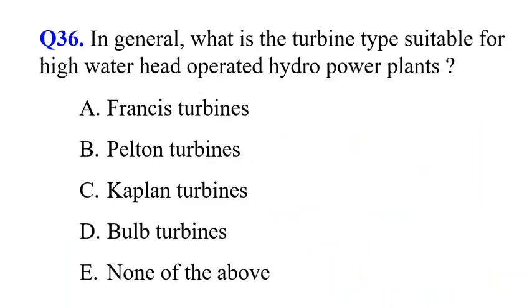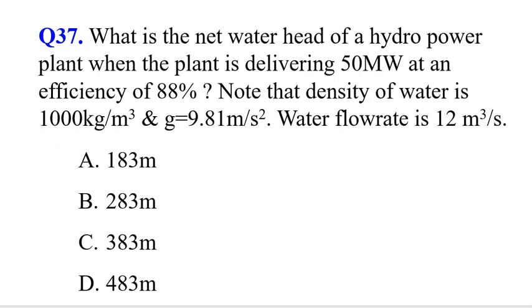Question number 36. In general, what is the turbine type suitable for high water head? So that is the key word here. High water head is associated with Pelton turbine. So not Francis, Kaplan, or bulb. So if your hydropower station producing hydropower is going to have a kind of high water head, that is associated with Pelton turbines. Question number 37.